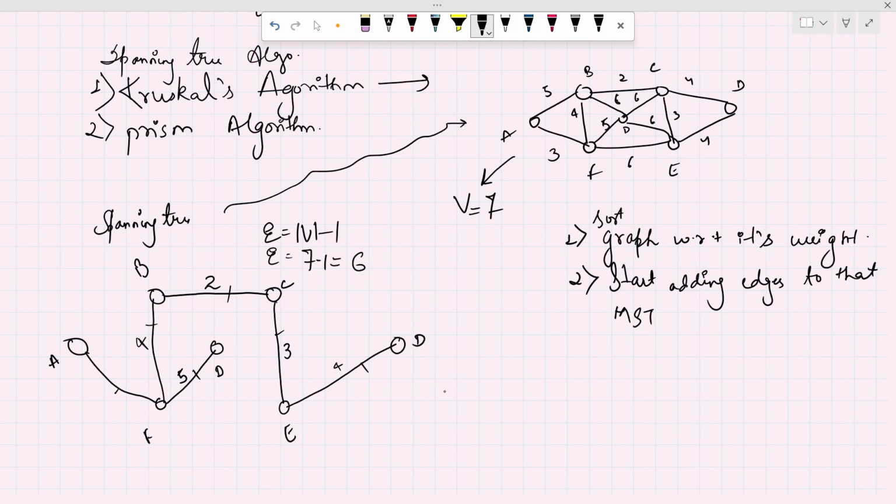Now what is the answer? Whatever the weights are, you have to write the sum of them. 3 + 4 + 5 + 2 + 3 + 4, so it's like 5, 9, 14, 16, 19, 23... the running total comes to 21. So 21 is the answer for this graph.